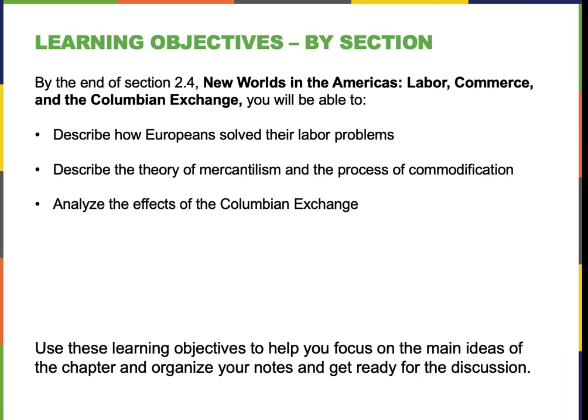And in section 2.4, New Worlds in the Americas, Labor, Commerce, and the Columbian Exchange, you'll be able to describe how Europeans solved their labor problems, describe the theory of mercantilism and the process of commodification. These are words that maybe would be helpful to look up, mercantilism and commodification. I don't want to assume anybody knows what that is, but we'll follow up on that later. Analyze the effects of the Columbian Exchange.